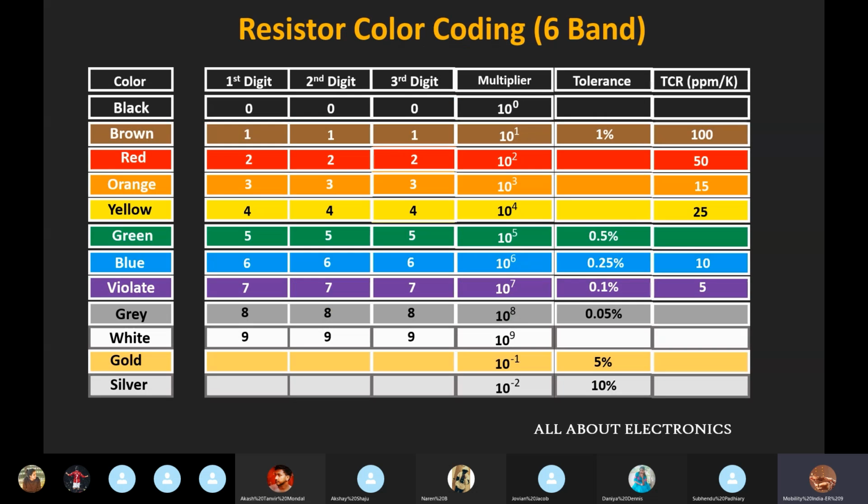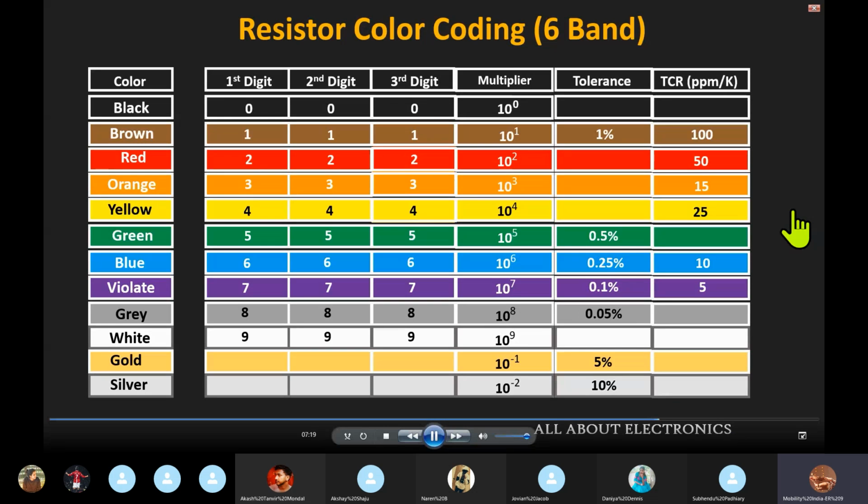So here is a table from which we can find the value of the individual digits as well as the value of the multiplying factor. Depending upon the color of the color band, we can find the value of the individual digits, and from the last two columns we can find the value of the tolerance as well as the temperature coefficient of resistance for the given resistor. So let us take one example and find out how to find the value of this 6 band resistor.